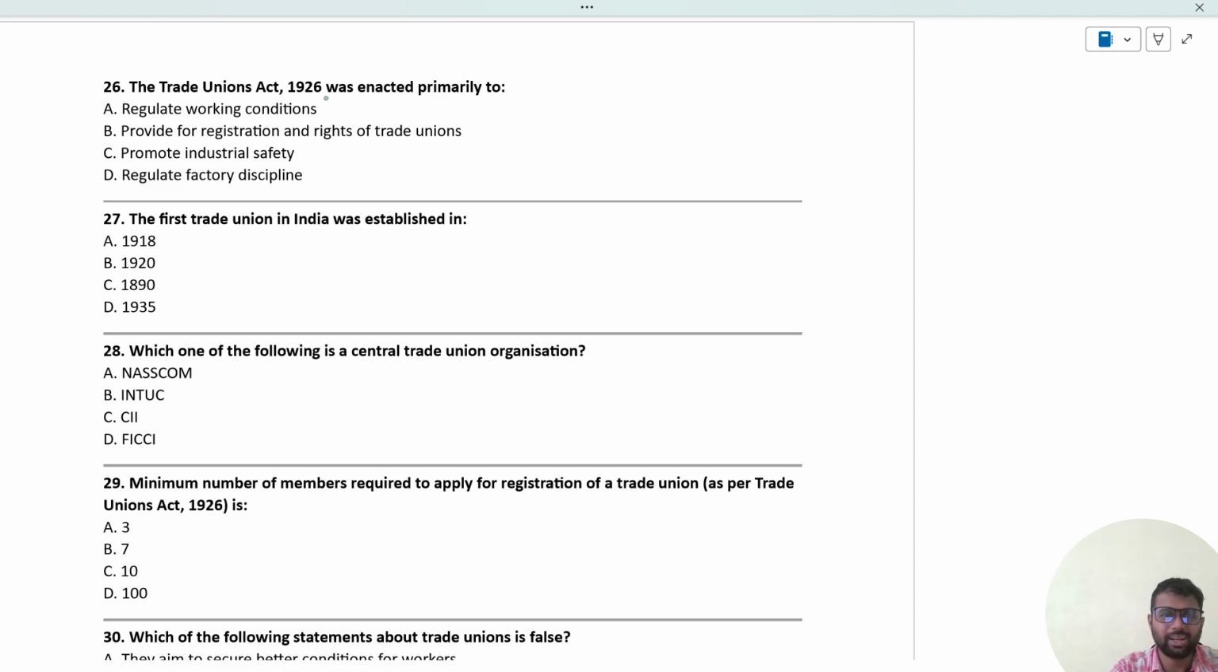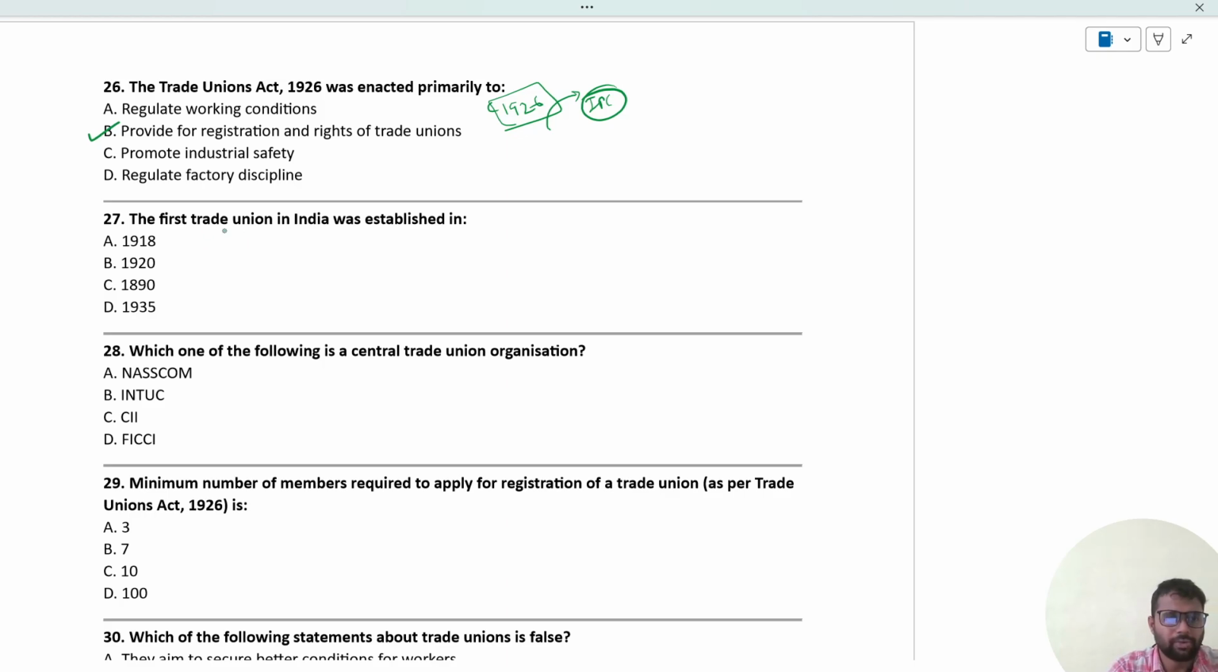We have seen that the Trade Union Act was provided to provide some rights to the trade unions, and before the enactment of this Act of 1926, the union was basically considered as the criminal conspiracy under the IPC section. To regulate the working condition or to provide for registration and rights of trade unions. So this would be the correct answer.